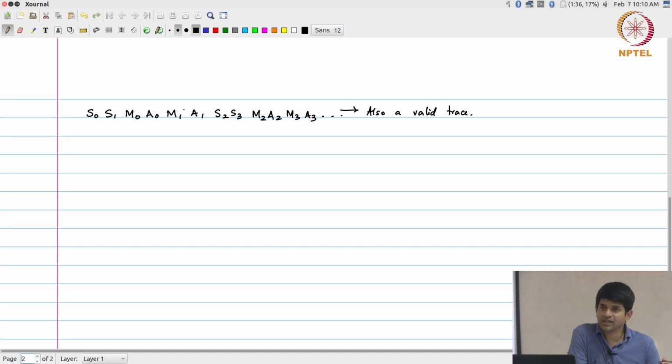But after M1, A1 I can't go to M2 because, or rather I can go to M2 if necessary, right? But I can't go to A2 for example until S2 has happened, which is why I have written this particular sequence S2, S3 and so on. Okay. So now that we are convinced that this is a valid trace, let's see how we define iteration period over here.